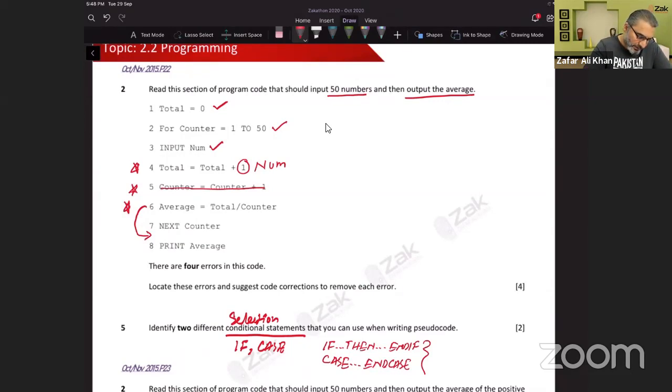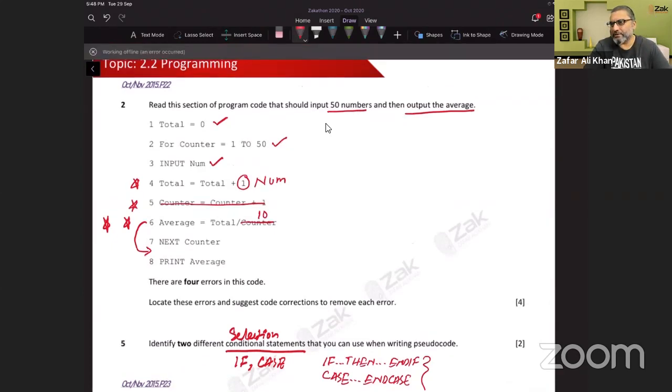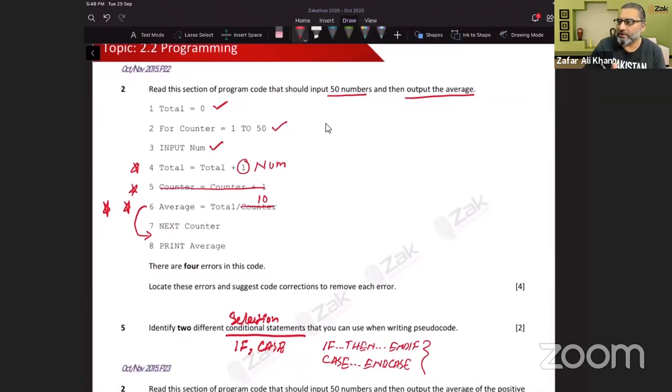And average is equal to total divided by 50, not counter, so double error. Average is equal to total divided by 50, not counter, because when the loop comes out, whatever variable in the for next loop that we have used will have a value of upper bound plus 1. So when the loop finishes for counter is equal to 1 to 50, counter will be 51. So we cannot use counter. We can only use counter when it is a while loop or repeat loop for average. Otherwise, it is always the constant.